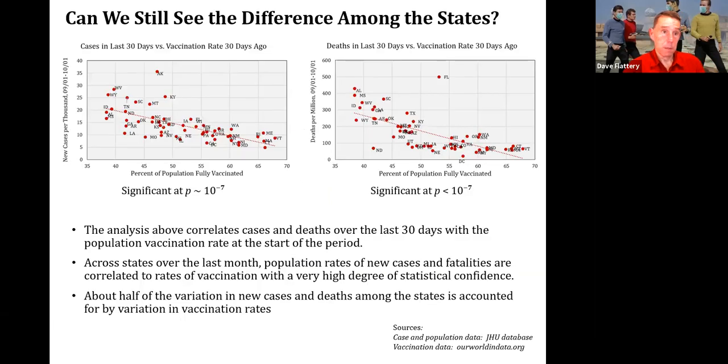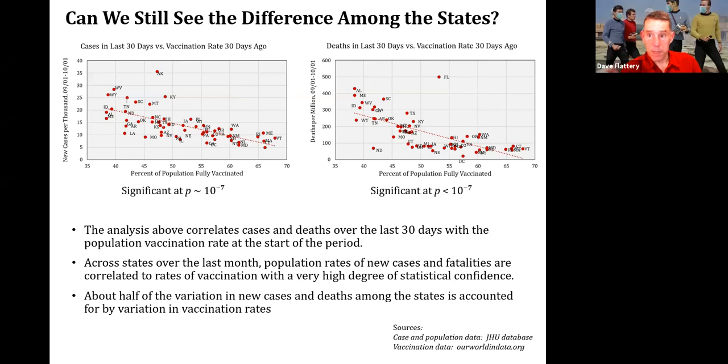This is a repeat of the analysis with updated data I did on vaccination rates among states and new cases and new deaths. And the significance in terms of the p-value, which is how unlikely is this relationship to be observed if there's really not a relationship between the two variables you're looking at. The p-values actually keep going down, which means the statistical relationship is strengthening.